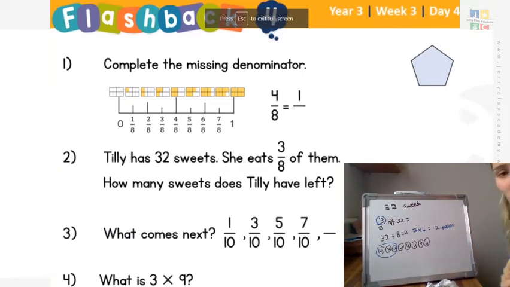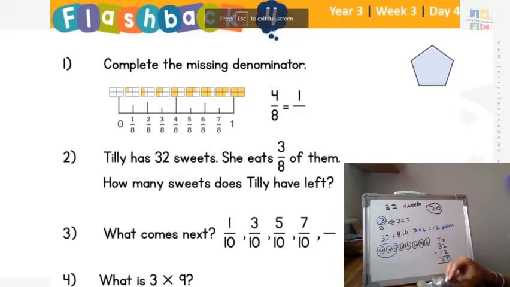However, 12 is not the answer because it says how many does she have left. So we know she's eaten 12, we know she started at 32, so to find the difference, to find how many she has left, we need to do 32, take away 12, because that's how many she's eaten. 2 take away 2 is 0, 3 take away 1 is 2, we would say she has got 20 sweets left.